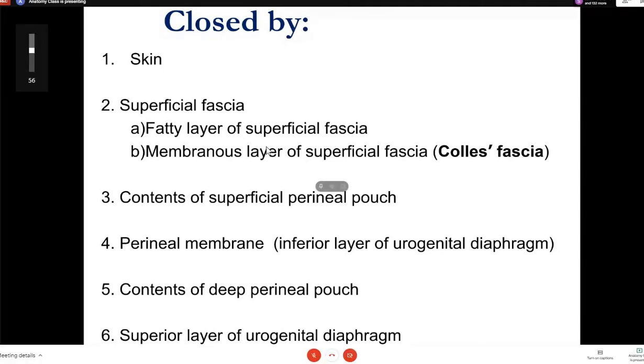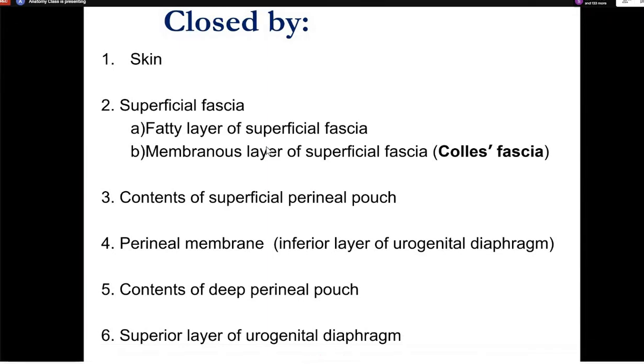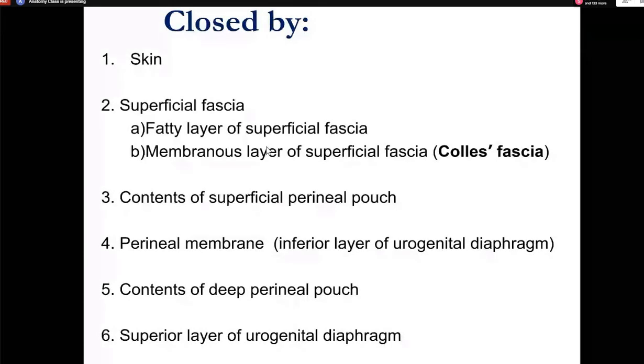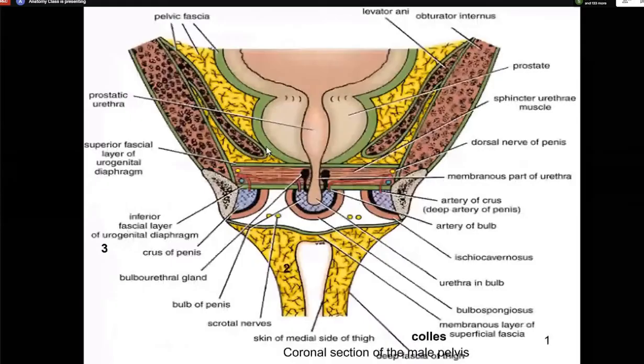So what are the layers of the urogenital triangle? We have the skin, superficial fascia, then superficial perineal pouch, perineal membrane, deep perineal pouch, and the superior layer of the urogenital diaphragm. So these are the layers. Now we'll move on to the individual parts. First we'll move on to the skin.